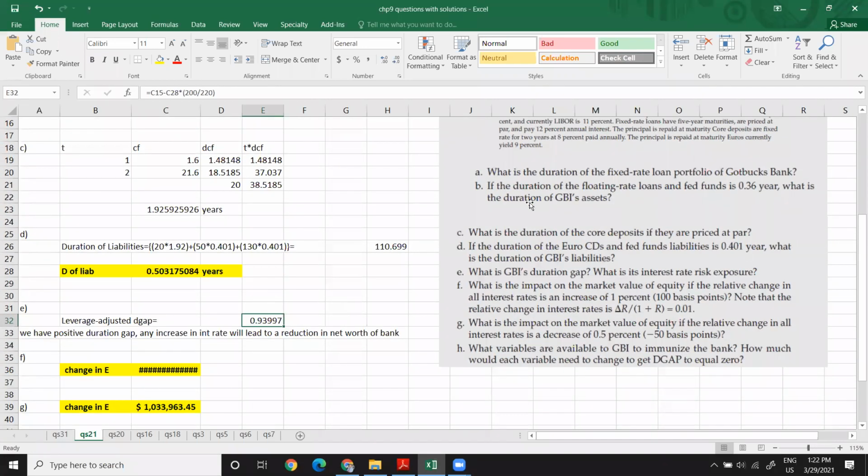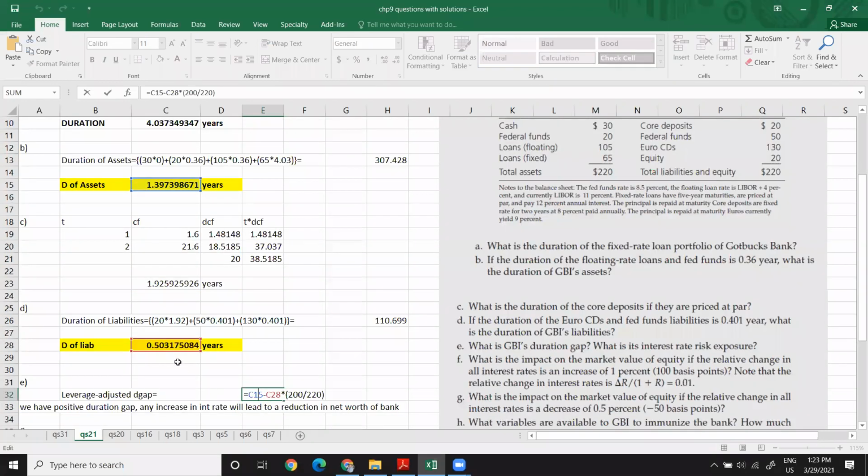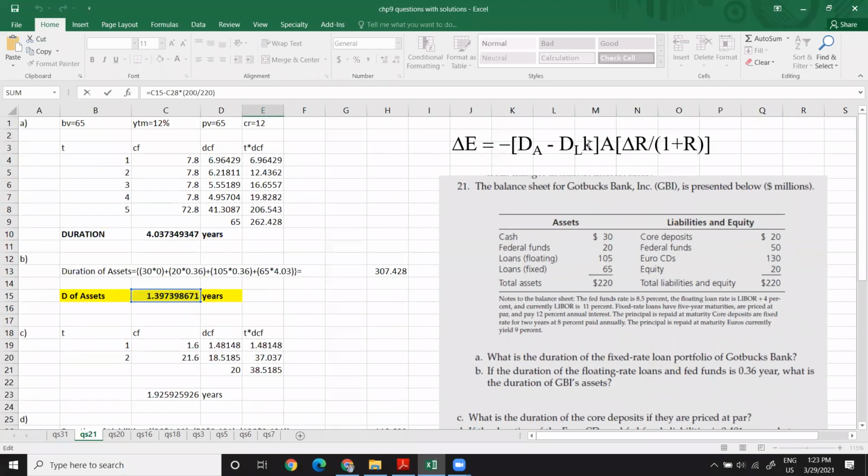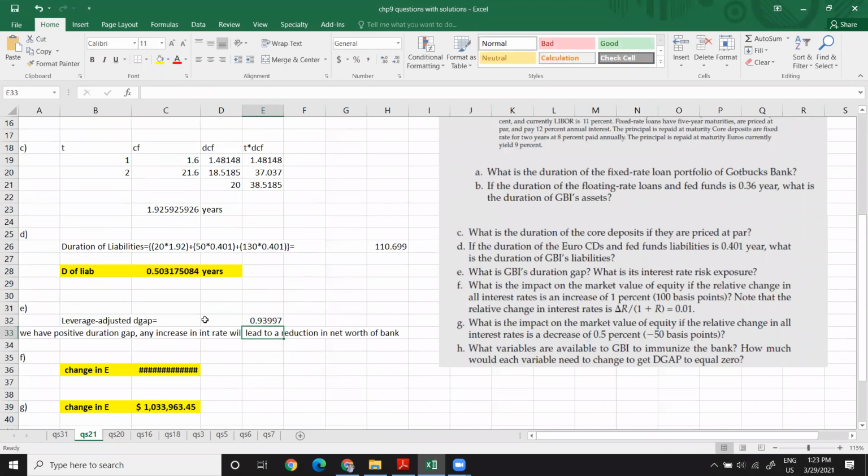So how do we estimate it? We just employ this formula: duration of assets minus duration of liabilities, times K, which is liabilities over assets, 200 over the assets. K shows the proportion of your assets financed by debt. If you want to write this formula down, it looks like this: duration of assets minus duration of liabilities, multiplied by K. Duration of assets and duration of liabilities are given, and K represents the proportion of assets financed by debt. So it's the leverage adjusted duration gap.